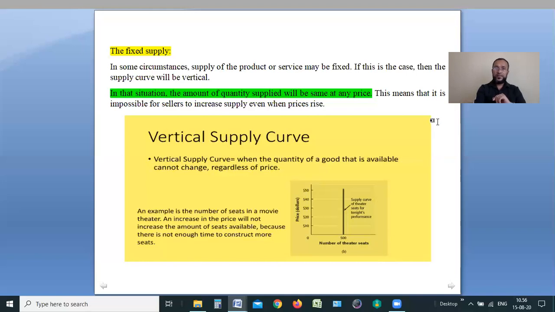All right, so this is all about today's lecture. In this lecture, at first we defined supply, then we showed how to draw the supply curve, then we discussed the law of supply and distinguished between movement along the supply curve and shift in the supply curve. Finally, we discussed the fixed supply and showed what would be the shape of the supply curve if supply is fixed. I think this will help you to learn more about the supply curve.